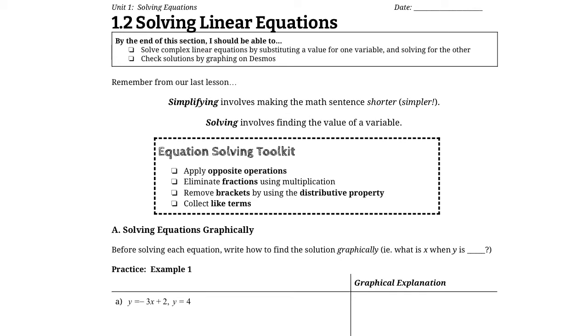We will look to eliminate any equations that have fractions by using multiplication and potentially looking for a common denominator. We know that we can remove any sets of brackets that we see in an equation by using the distributive property. And of course, no equation can be solved without simplifying or collecting any like terms.